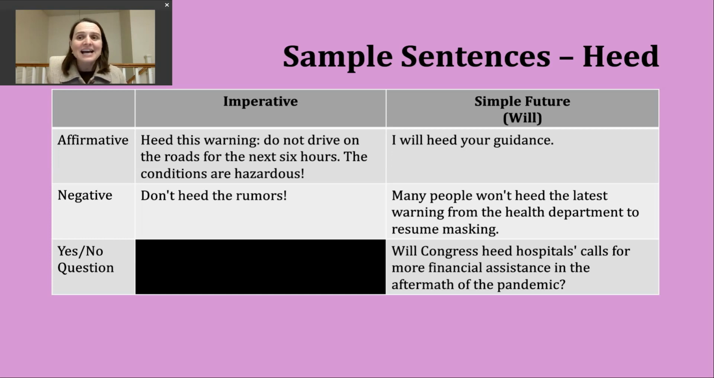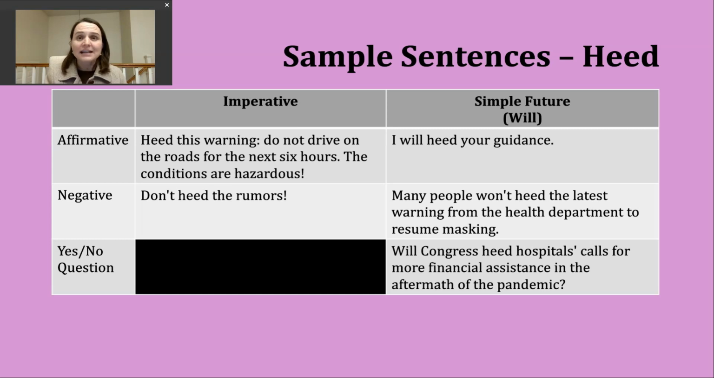And the nice thing about this form of the simple future is that our structure is going to be the same no matter what our subject is. So we're going to have our subject, we're going to have will, it's our modal, and then we're going to have the base verb. It's always that structure for will in the simple future. Here's an example of that. I will heed your guidance.